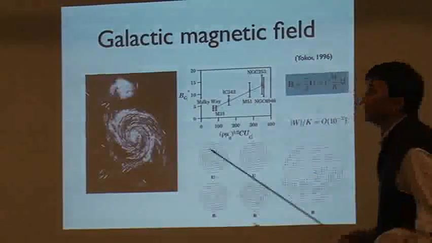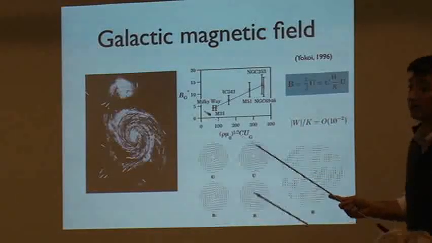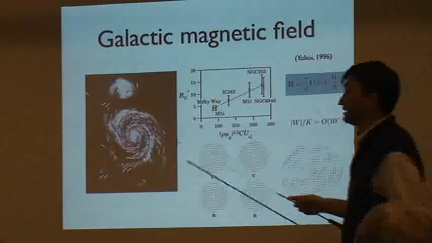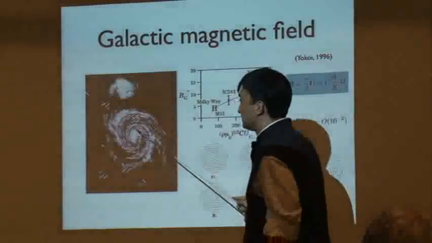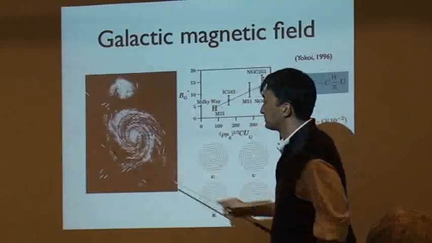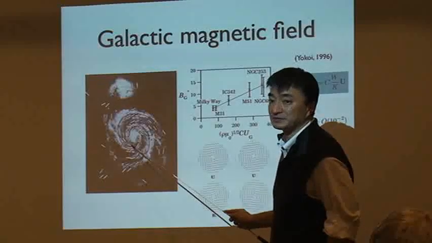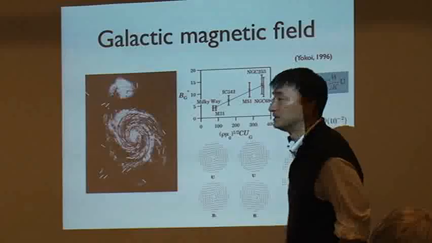Using alpha dynamo, alpha-omega dynamo or something like that, people try to reproduce this bisymmetric configuration.